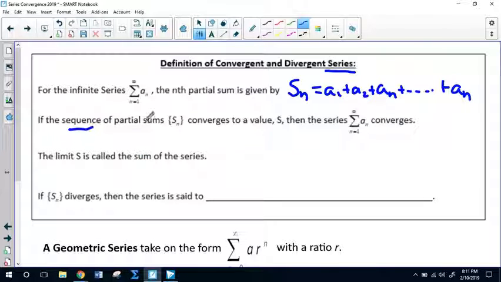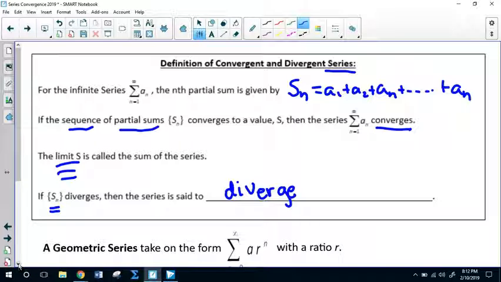If the sequence of partial sums converges to a value, so as you look at each separate sum, if you notice that it appears to be approaching a certain sum, then we would say that the series converges, kind of like we did with our integration last chapter. Big deal, we're going to be looking at limits here. So the limit S is called the sum of the series. If the nth partial sum diverges, meaning it's getting bigger and not approaching one specific value, then the whole entire series is said to diverge.